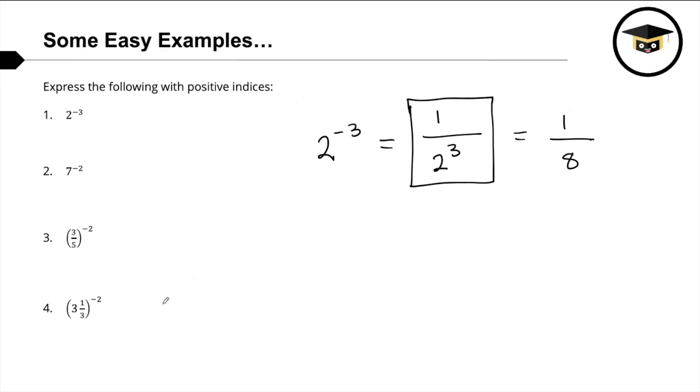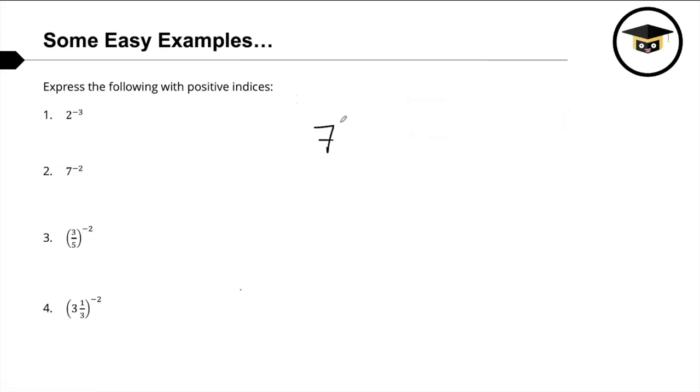Now let's move on to question 2. 7 to the power of negative 2. So that's simply equal to 1 over 7 to the power of 2. And now once again, I can just say it's equal to 1 over 49, but I think I'll leave it like this just because they want a positive index.